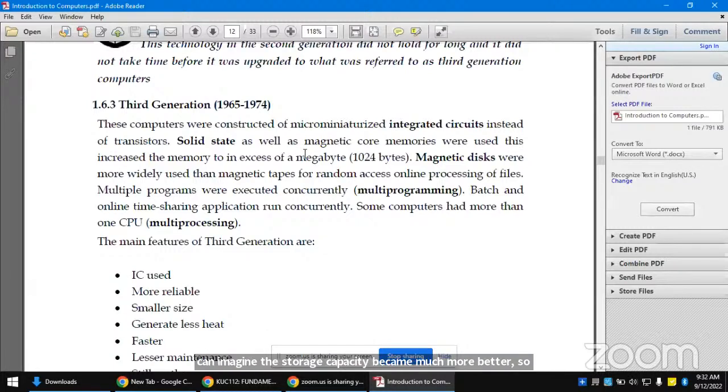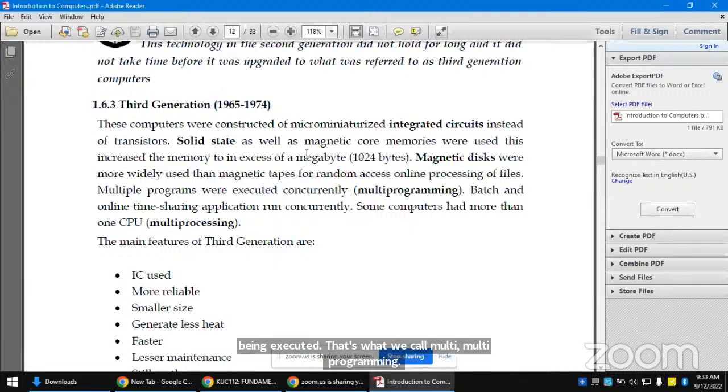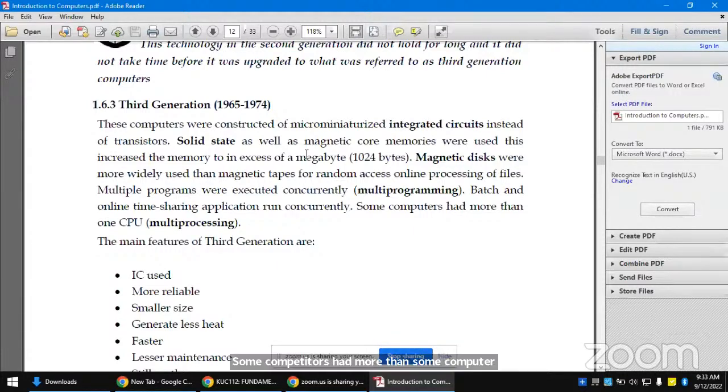So magnetic disks were more widely used than magnetic tapes for random access, online processing of files. Multiple programs were executed concurrently. In this particular generation, we have multiple programs being executed. That's what we call multi-programming. Batch and online time sharing applications run concurrently. Some computers had more than one CPU processing, that is multi-processing.